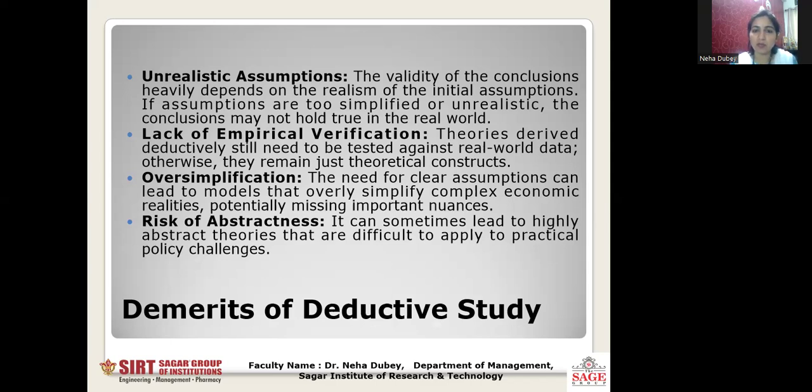Now, lack of empirical verification. Theories derived deductively still need to be tested against real-world data, otherwise they remain just theoretical constructs. Oversimplification: the need for clear assumptions can lead to models that overly simplify complex economic realities, potentially missing important nuances. Risk of abstractness: it can sometimes lead to highly abstract theories that are difficult to apply to practical policy challenges.